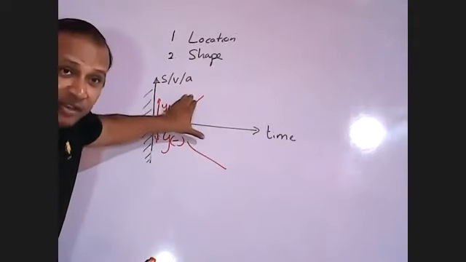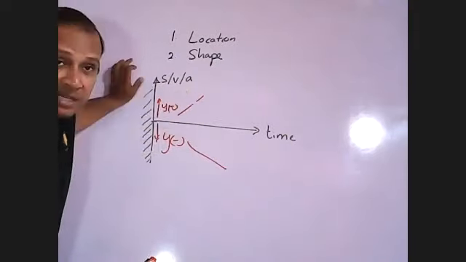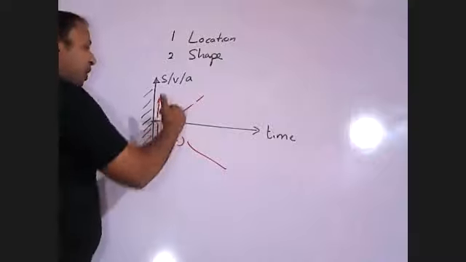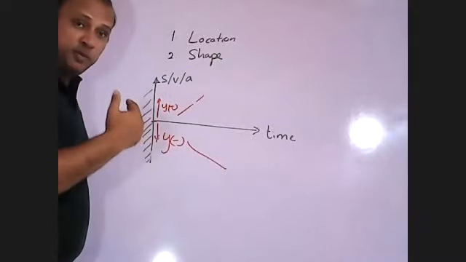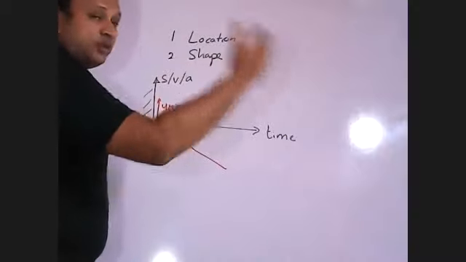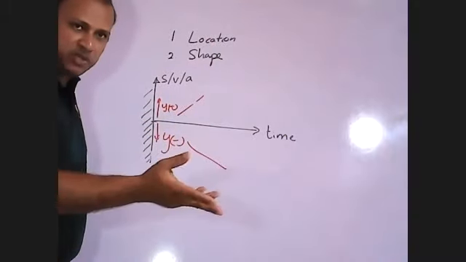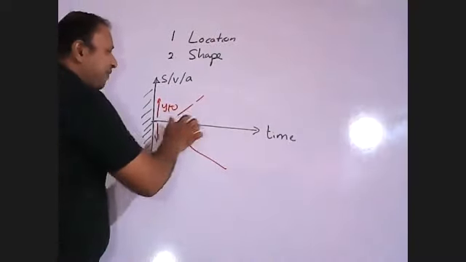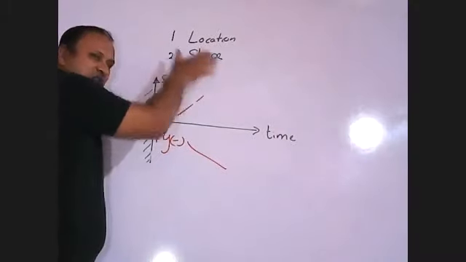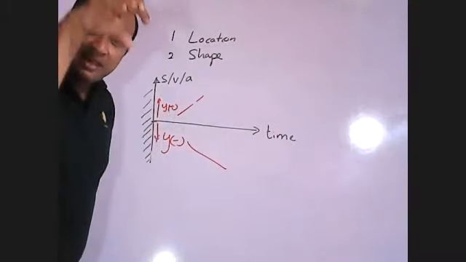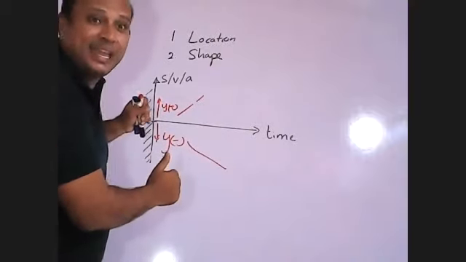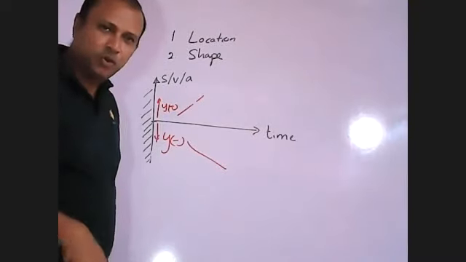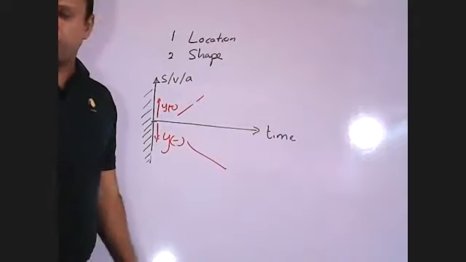So if we consider the S-T curve, you know clearly if S is positive, meaning displacement is positive, that means the object is on the positive side. If the object is on the positive side, then the graph should be on the first part. If the object is on the negative side, then the displacement will be negative, and the graph should be on the negative fourth part. Right.